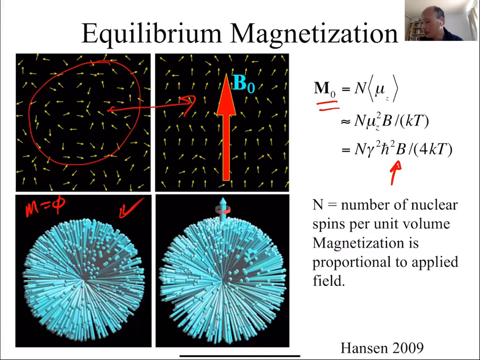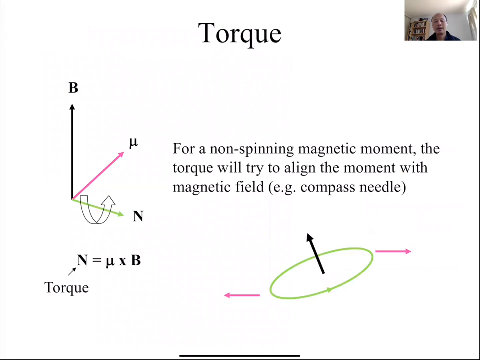So the next thing we want to talk about is torque. And this is how a spin interacts with the magnetic field. So previously, let's just assume that this is the main magnetic field pointing in this direction. And let's say this is a compass needle, right? If I just had a compass needle, it would go from pointing here to here, right? If I perturbed it, it would just go back to here, all right? And that's because this compass needle doesn't have any angular momentum to it, right? It's just a static object.